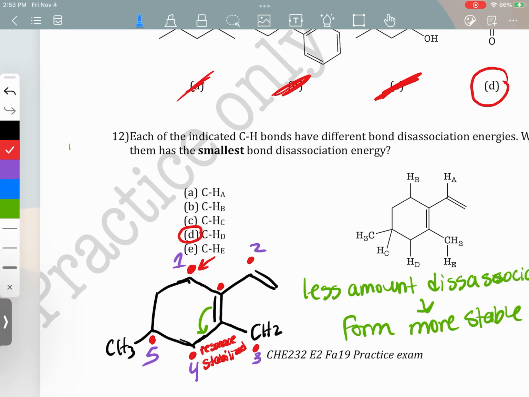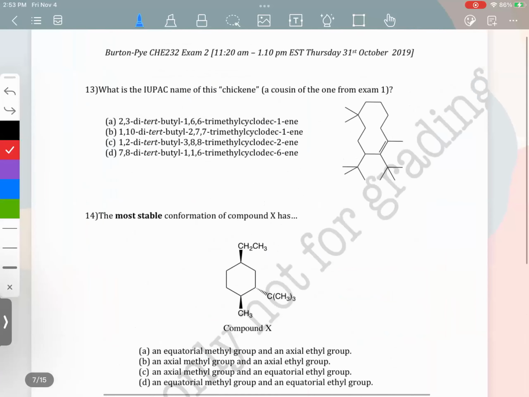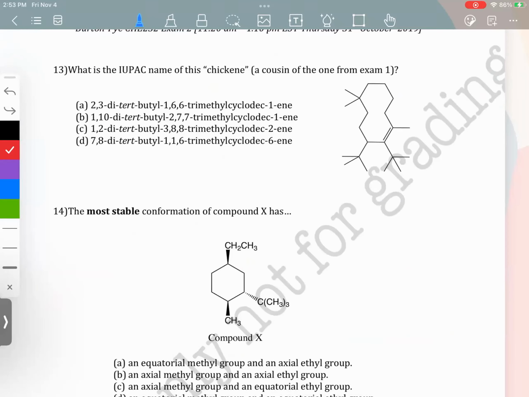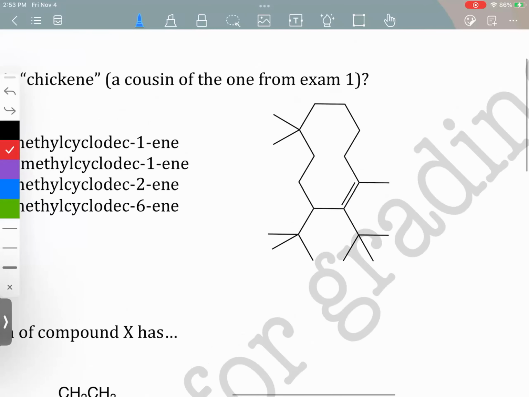So let's move on. All right, 13. What is the IUPAC name of this chicken? Yeah, I like the chicken because of the picture. It's pretty cool. Okay, so first, what's the number one thing you should always do when naming a molecule? Count the longest chain. Right, longest carbon chain. So how many carbons would make up this carbon chain?